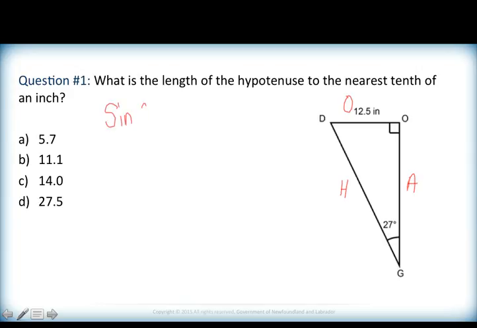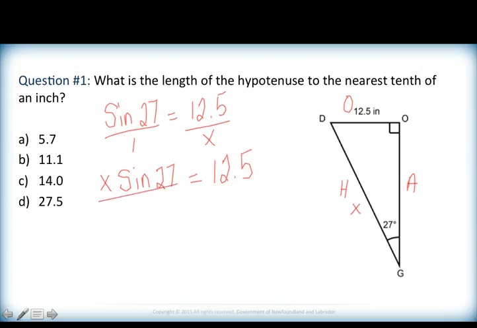So it'll be sine of 27, which equals 12.5 divided by our hypotenuse. So I'm just going to label that x so that we know we have to find that. If you want, you can put 1 underneath sine 27, and we're going to multiply both sides by x. So we have x sine 27, which equals 12.5.